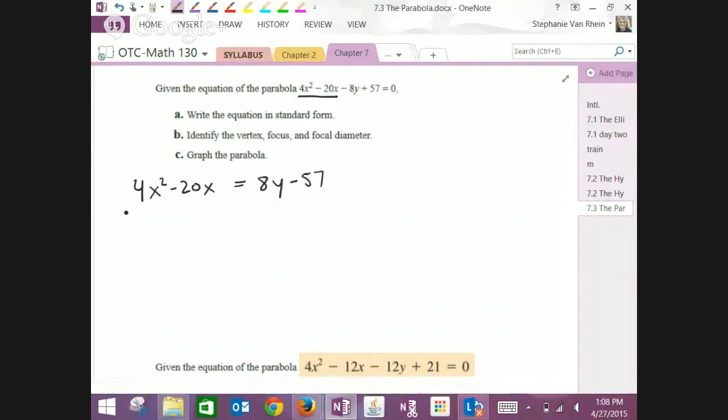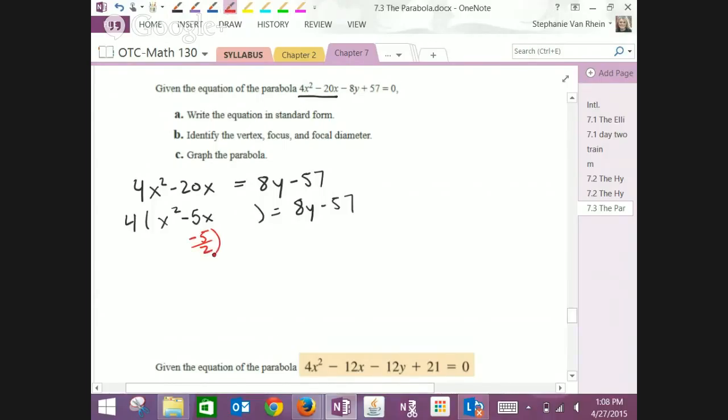that 4. So I have 4 times (x squared minus 5x) equals 8y minus 57. Does everyone see what happened there? What do I need to add to the left-hand side to make it a perfect square? Yeah, it's not as pretty as we're used to, right? But it's still a number.